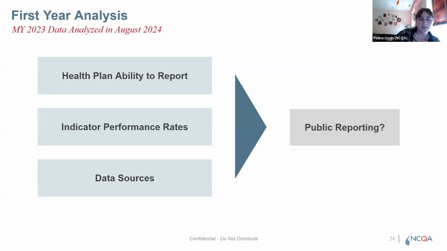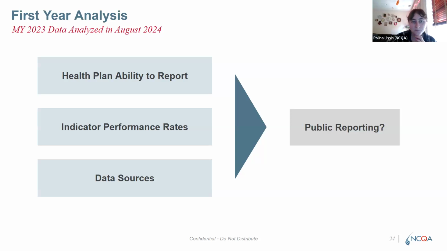Okay, sounds good. So this past summer, we conducted our first year analysis on the 2023 data that was reported for the SNS measure. That first year analysis process is standard for all of our HEDIS measures, and it determines if we move the measure into a public reporting status or not. The 3 key facets of the first year analysis included examining health plan ability to report the measure, performance rates of all the indicators, and then particularly for our electronic data systems or measures, we look at the breakdown of the data sources that were used to report the measure. For context, public reporting is an NCQA distinction for measures that means that we are recommending that the measure be used in programs, including our accreditation scoring.